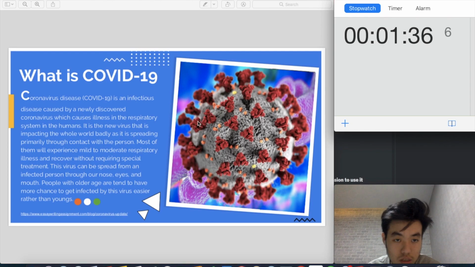COVID-19 or coronavirus disease is an infectious disease caused by a newly discovered coronavirus which causes illness in the respiratory system in humans. It is the new virus that is impacting the whole world badly as it's spreading primarily through contact with a person. Most of them will experience mild to moderate respiratory illness and recover without requiring special treatment. This virus can spread from an infected person through our nose, eyes, and mouth. Older people tend to have more chance of getting infected by this virus more easily than the young.